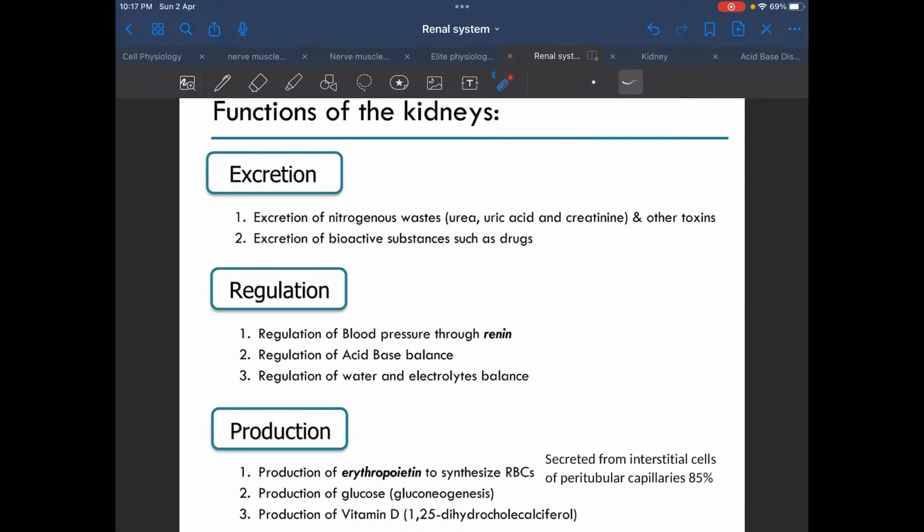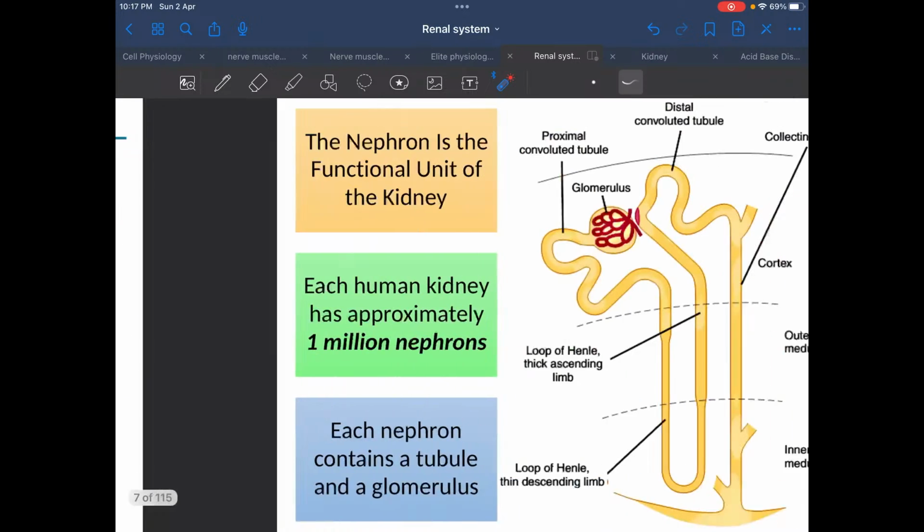Second, production of glucose, gluconeogenesis. Don't forget, the glucose 6-phosphatase enzyme is present in the liver and in the kidney. So it functions in gluconeogenesis, right? And the third major function is production of vitamin D, by production of 1,25-dihydroxycholecalciferol, right?